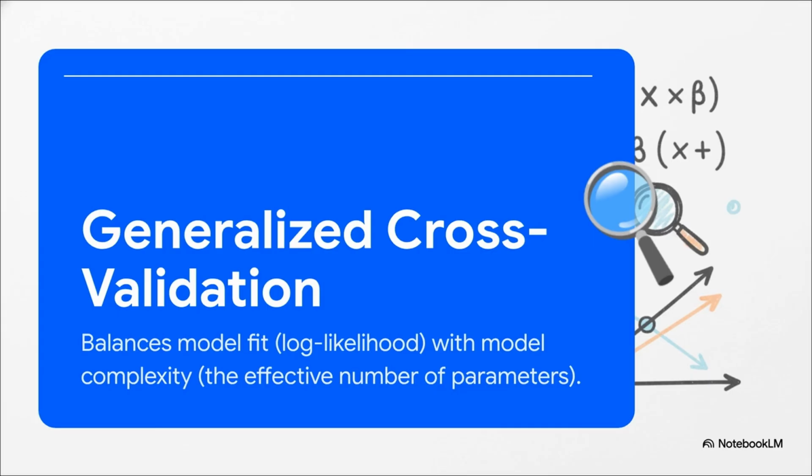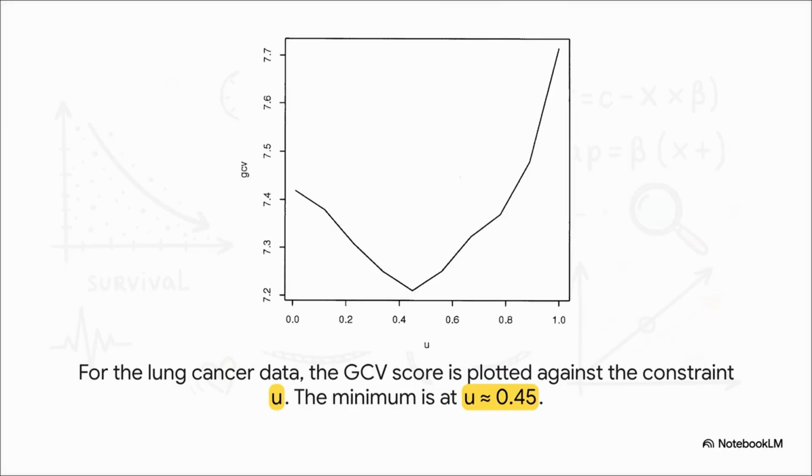GCV is basically a balancing act. It looks at how well the model fits the data, that's the L of S part, and it weighs that against how complex the model is, that's the P of S part. It's designed to find the budget value S that gives you the best predictive performance by penalizing models that are just too complicated. Okay, let's look at a concrete example from the paper.